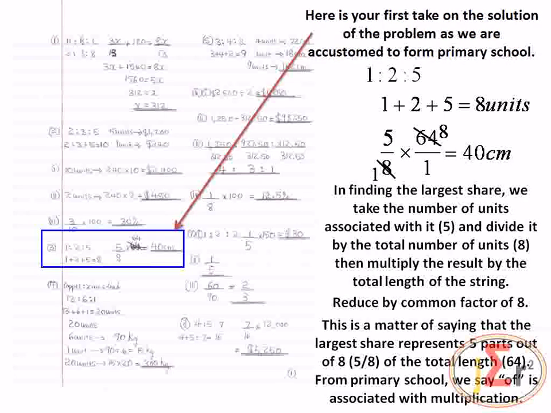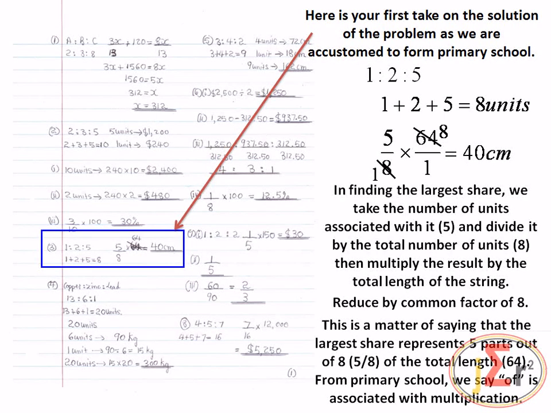From primary school, we say "of" is associated with multiplication. So we say it is 5 out of 8 of 64. So it is 5 out of 8 multiplied by 64, which is saying that what we are actually finding for that longest piece is 5 parts or 5 units out of a total of 8 units of the entire length of the string. So we multiply by the entire length of the string.